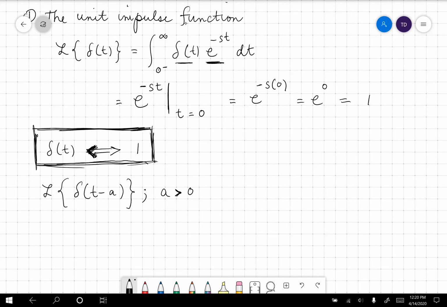Any idea? Is it because it'd be out of the range of the integral? That's correct. If a is less than 0, the impulse is going to shift over onto this side. So we want to make sure the impulse shifts over here. We want it to be in the range of the integral.